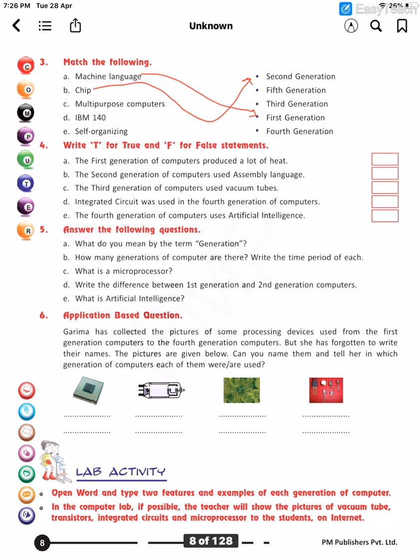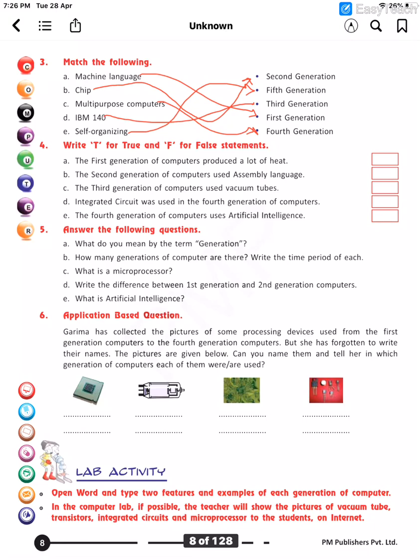Multipurpose computer came during the fourth generation. IBM 140 is the third generation. And self-organizing computers, now we are seeing that they can arrange data by themselves. That is there in the fifth generation.